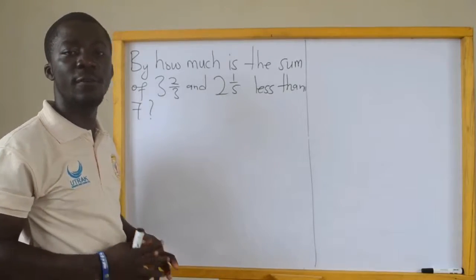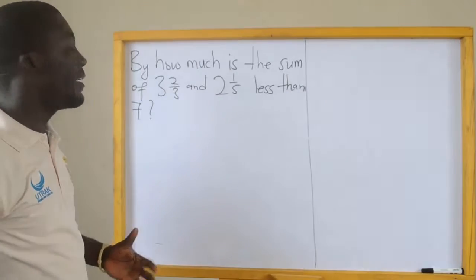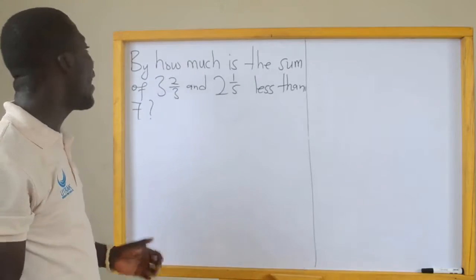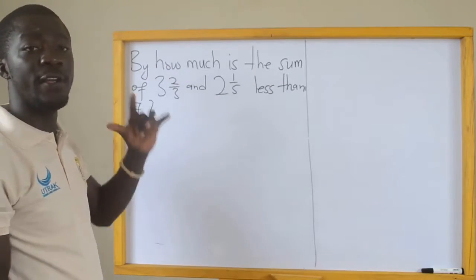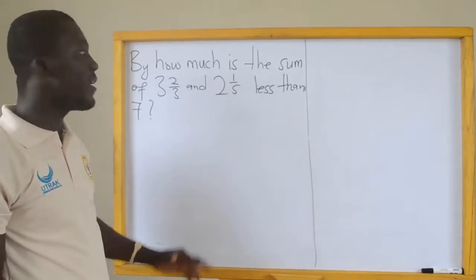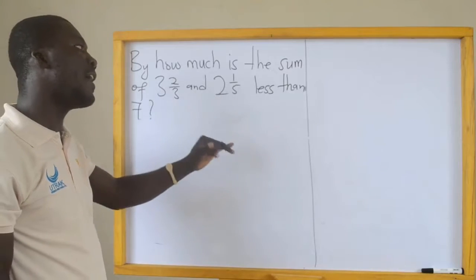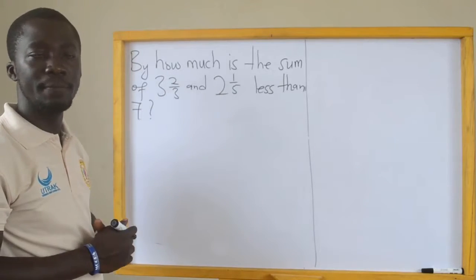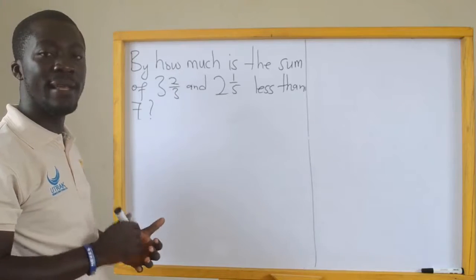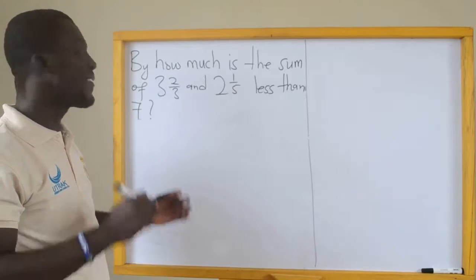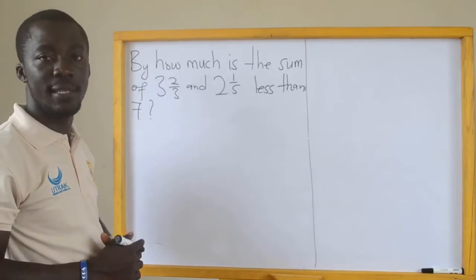Our theory question, which came in June, says: By how much is the sum of 3 whole number 2 over 3 and 2 whole number 1 over 5 less than 7? This is a mathematical word problem question under the real number system.